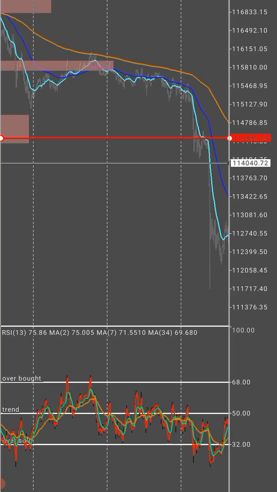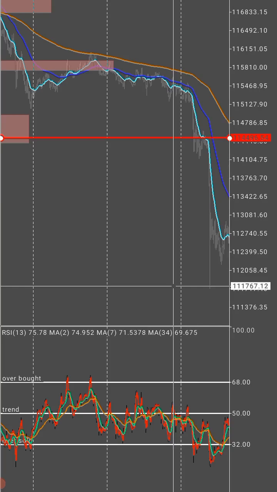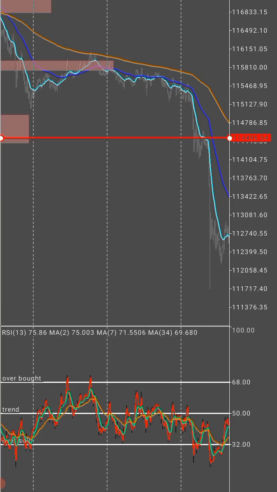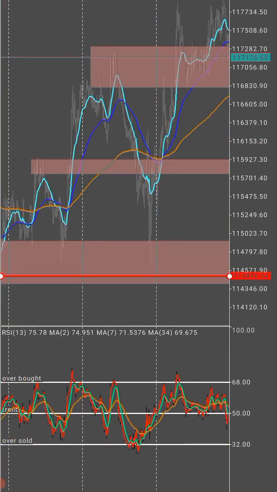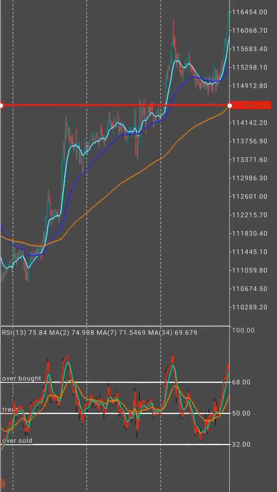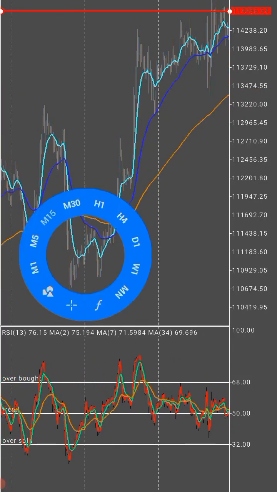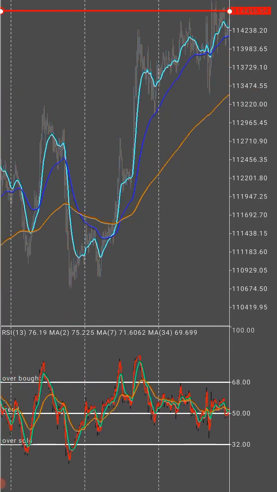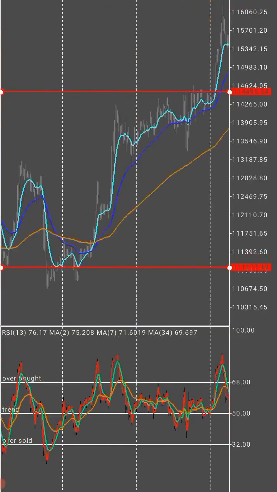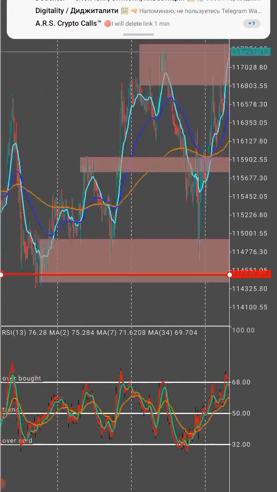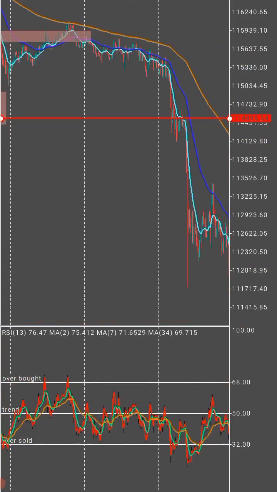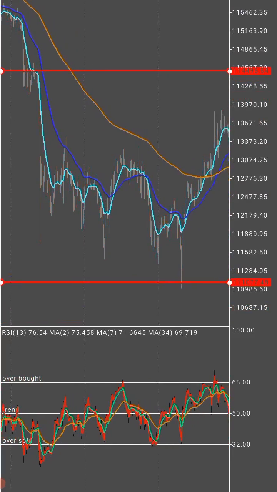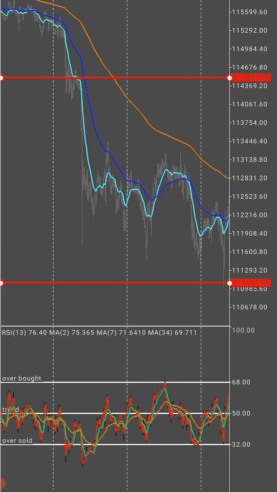Now let's try to go to another previous area. Let's see if we can get another previous area here. Okay, let's say this particular area here. Look at what happened. This is the first one. Look at it. You see, price still came to the previous one.